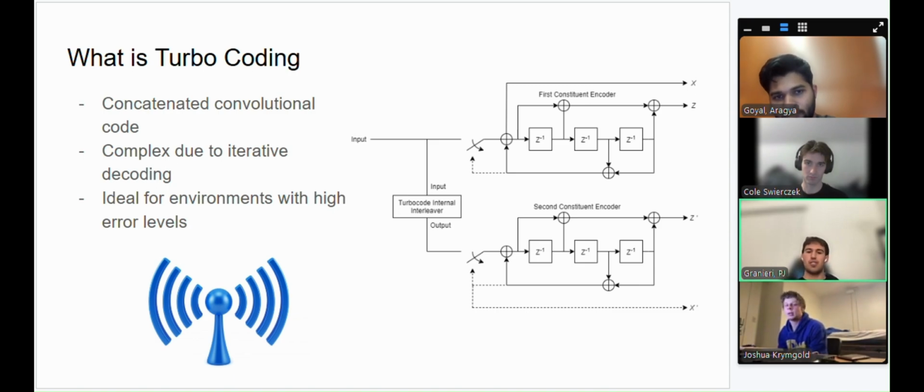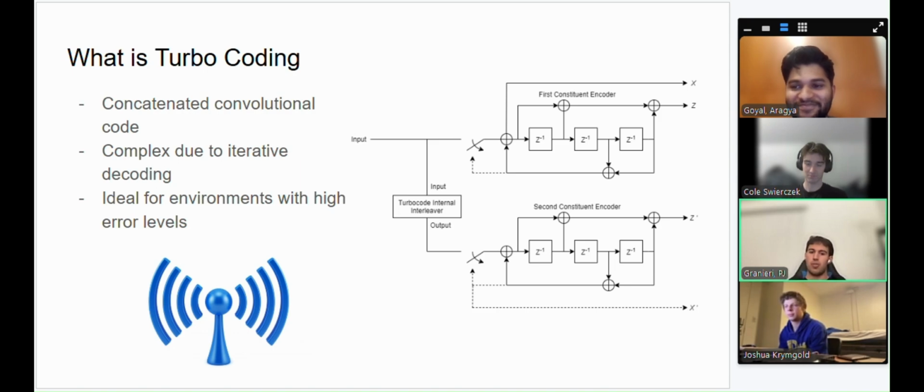These concatenations create redundancy in the data stream that's transmitted, which helps improve the error correction capabilities. Since there's an iterative decoding within turbo codes, the receiver performs multiple passes over the data to refine the error estimates, which makes it pretty complex. The trade-off is a significant improvement in error correction, but it requires way more computations to be made.